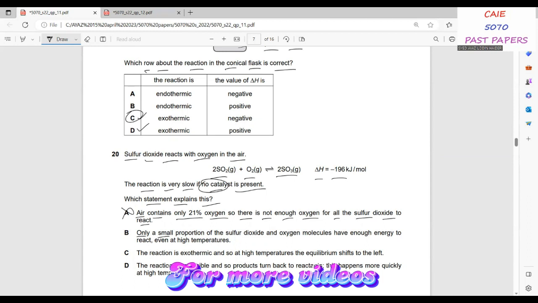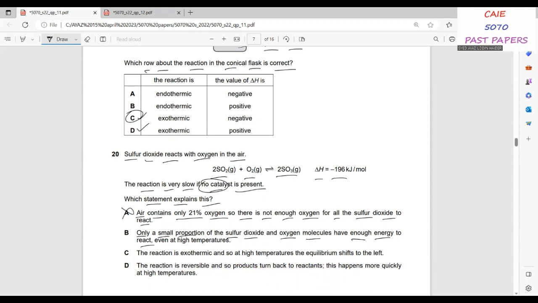B. Only a small proportion of the sulfur dioxide and oxygen molecules have enough energy to react even at high temperature. Yes, only a small portion, even at high temperature. The reason is that if you add the catalyst, it will decrease the activation energy for this reaction. So there will be a large proportion of sulfur dioxide and oxygen molecules reacting together. So B will be the right answer.